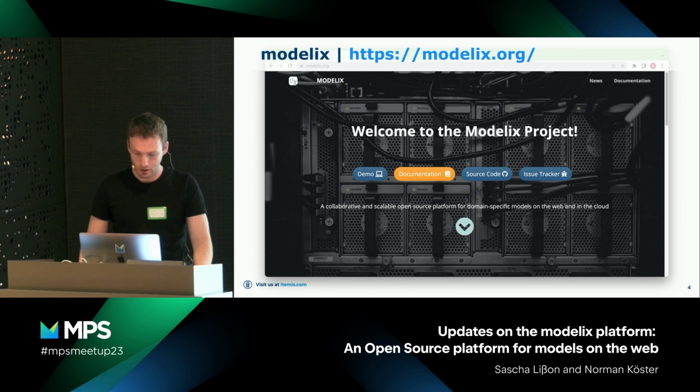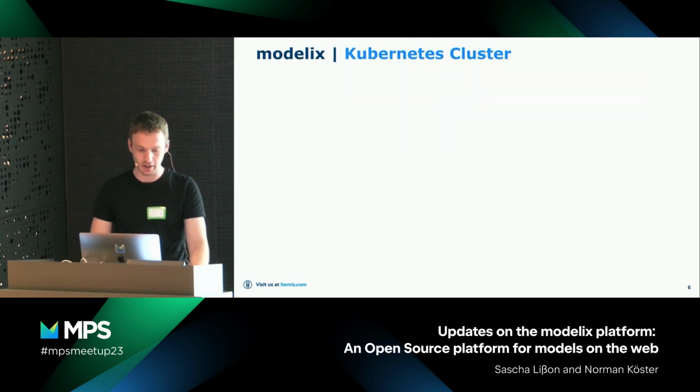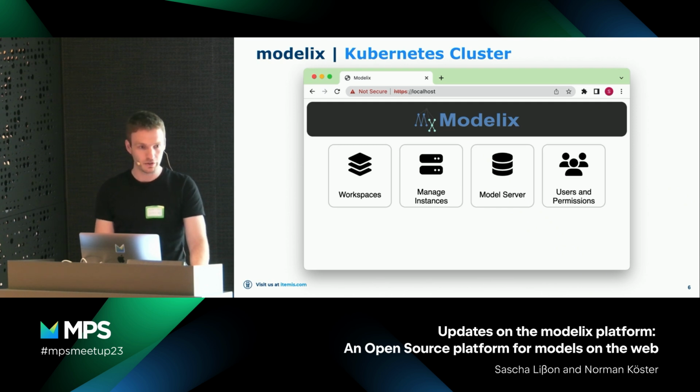I will now go a bit into the details of what we have built. The first thing you can even try yourself if you go to our website, modelix.org. There you find this demo button. But if you want to try with your own secret project, you can also install the same components into your own Kubernetes cluster. Basically, you just run helm install. We have instructions on how to do everything on our website. But in any case, what you will see is this page.